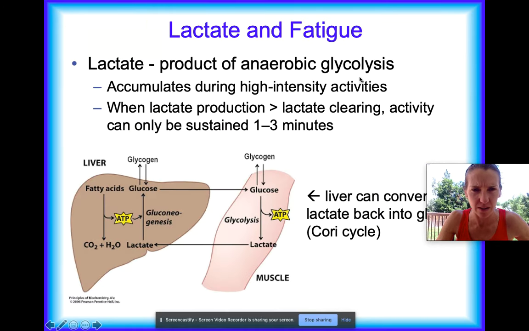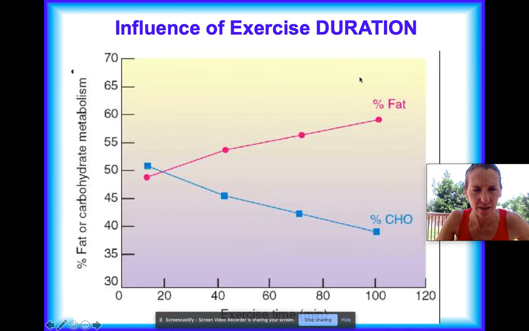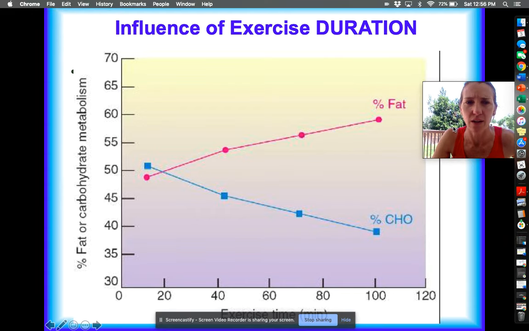And then the last thing I wanted to say here is looking at this idea of exercise duration. When somebody begins exercising, and this data is kind of limited because you're not seeing exercise intensity in this, but I believe it was a pretty average, kind of a jogging pace here. This is looking at percent fat in pink versus percent carbohydrates in blue, and exercise time in minutes is on the x-axis here.